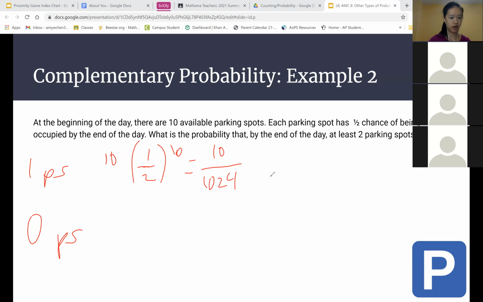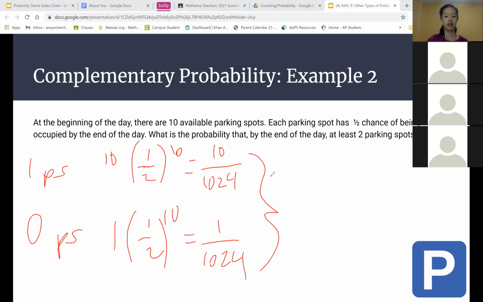Yeah, there would just be 1 way. So that'd be 1, and then we multiply by 1/2 raised to the 10th power. The reason again is because each parking spot has a 1/2 chance of being occupied. So it'd be 1/2 times 1/2 times 1/2 and all the way. So that would be 1 over 1,024.